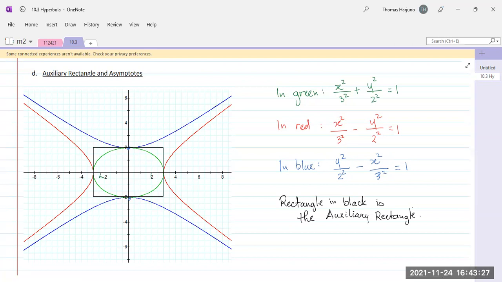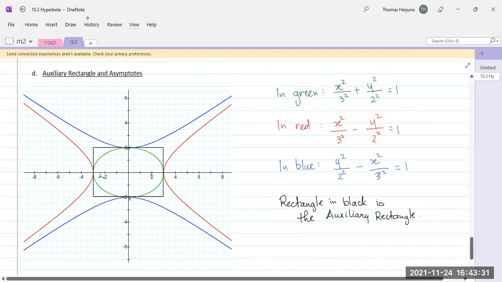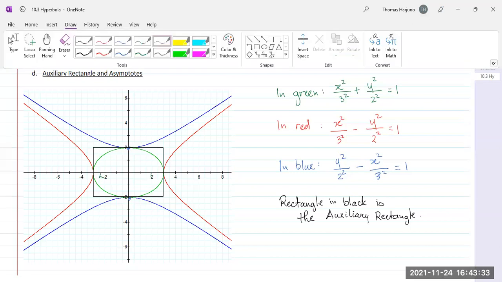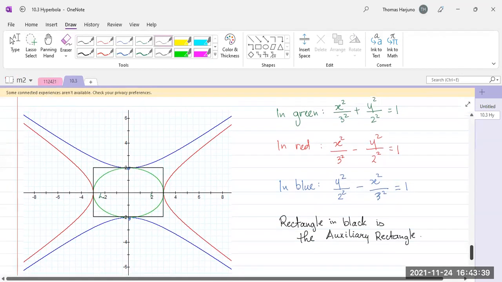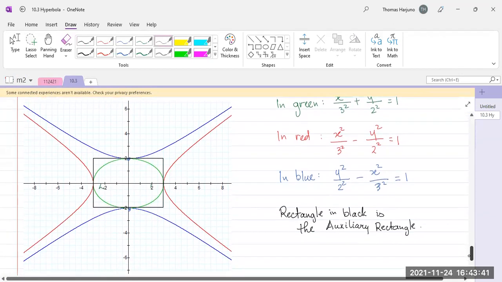Now, furthermore, we will have asymptotes. What are the asymptotes? You see that this hyperbola actually has an asymptote approximately here.